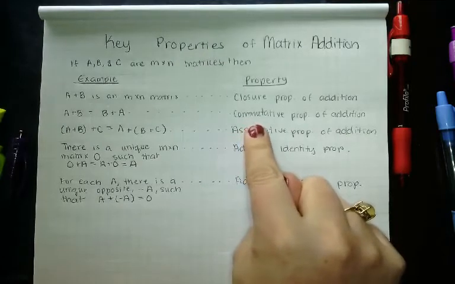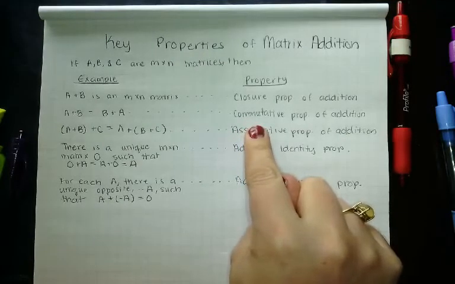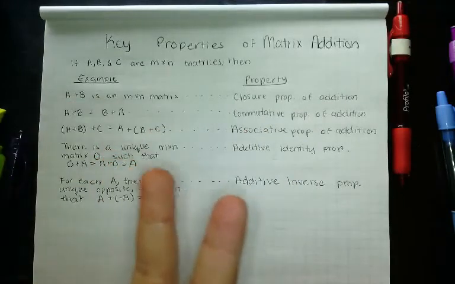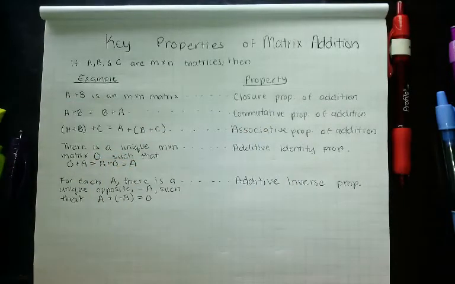Commutative property is just like what we did with regular equations. We can switch the numbers around if it's addition. So if we want to do A plus B, we could have also done B plus A. So 5 plus 1 is 6, and 1 plus 5 is 6.